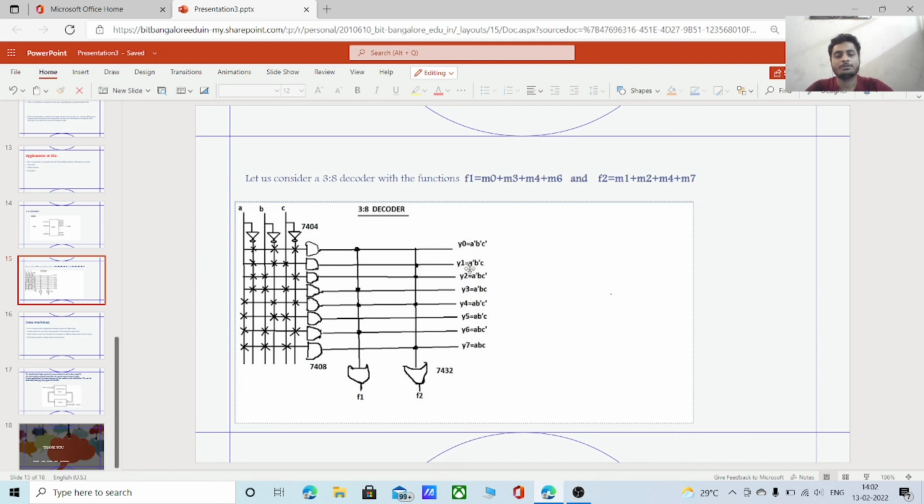So here are the terms Y0 to Y7, and let's consider F1. F1 is M0, M3, M4, and M6. F2 is M1, M2, M4, and M7. We pass it through an OR gate and we get the logical functions. In the same way, we can use PAL in decoders.